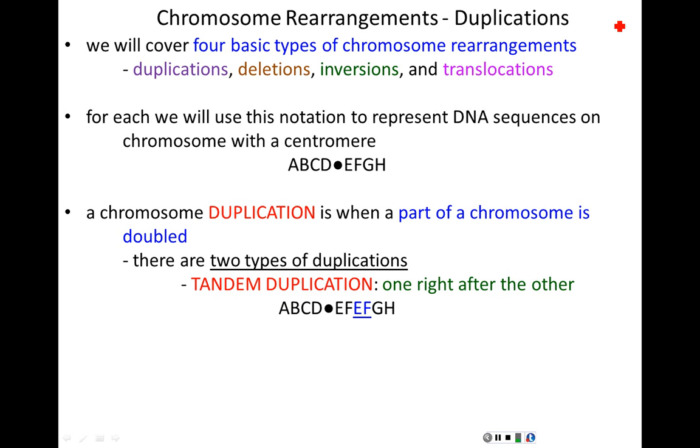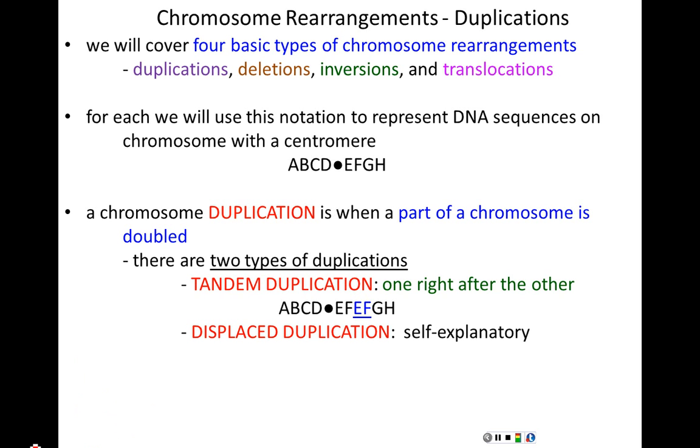And using this notation, this is what a tandem duplication would look like. It's easy to spot which region has been duplicated, and it's easy to see why it's in tandem, because it's one right after the other. And so this is what we mean when we use this notation in this way. So this is a tandem duplication.